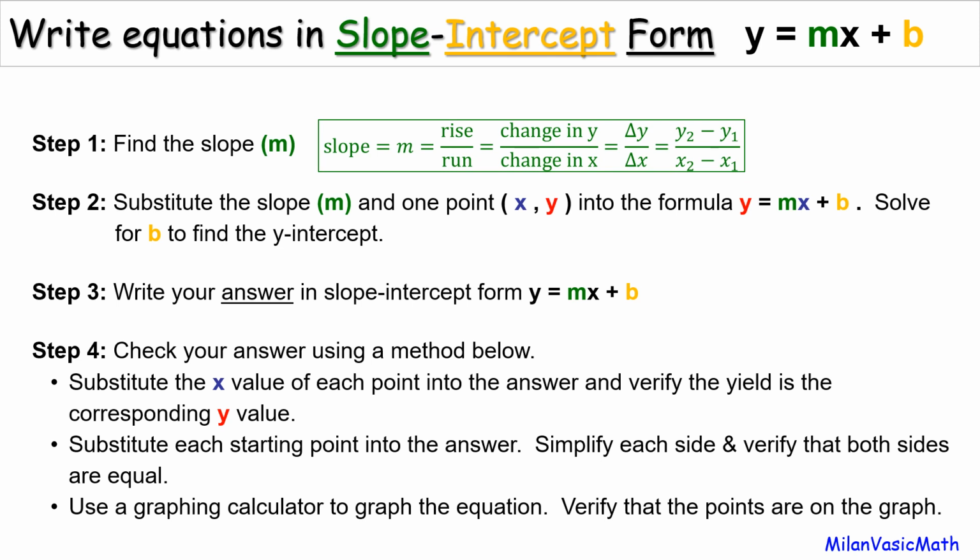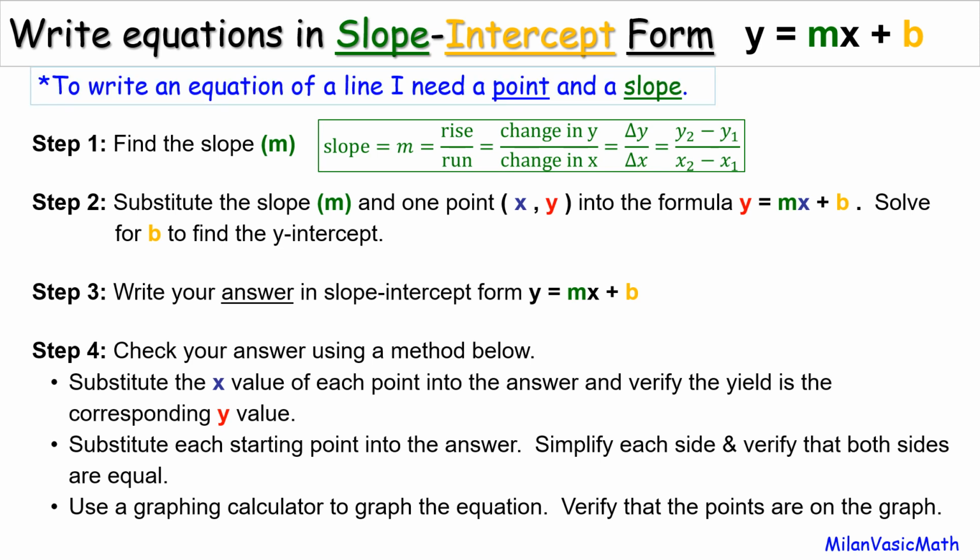Write equations in slope-intercept form, which is y equals mx plus b. The m stands for the slope, the b stands for the y-intercept. Mainly what you have to remember is that to write an equation of a line, I need a point and a slope. And that is the key to remember.